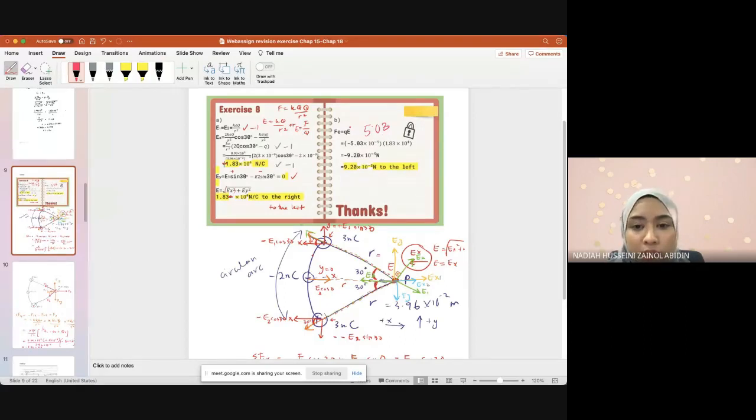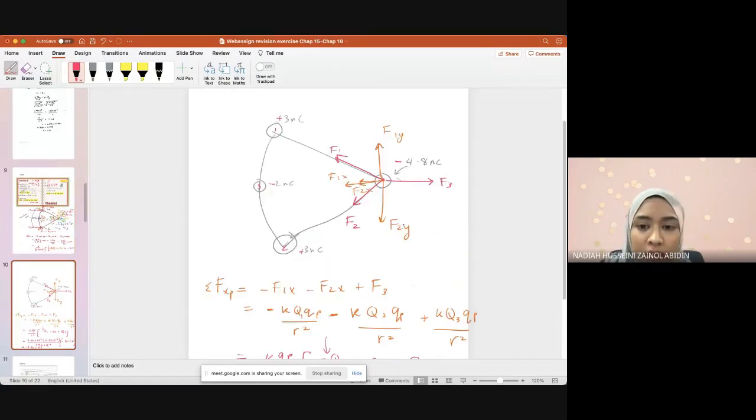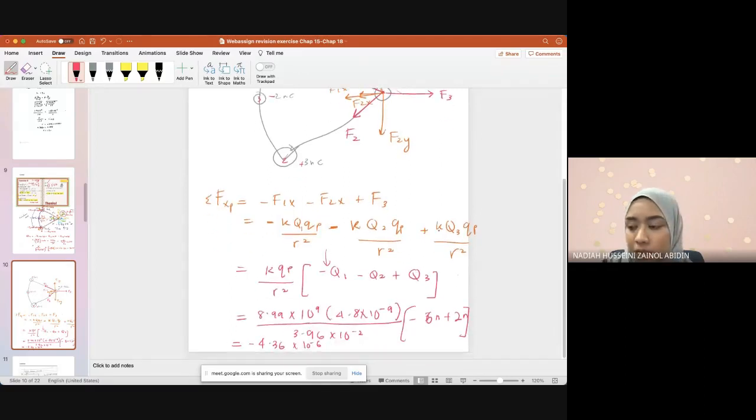Sebab sometimes you cannot use this equation. You can only use this equation if you already found the E. But let's say the question asks you about force from the start. So this equation memang tak boleh pakai. So that is why I'm trying to go over the hard steps. You can use F equals to QE, no problem. Kalau E ada lah.